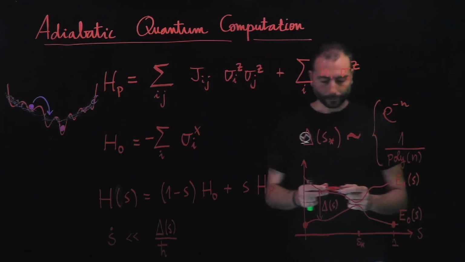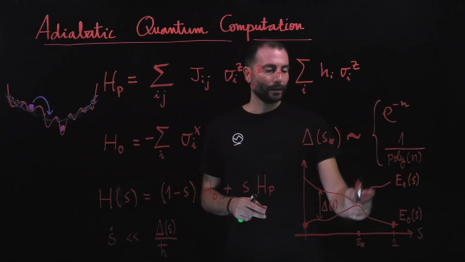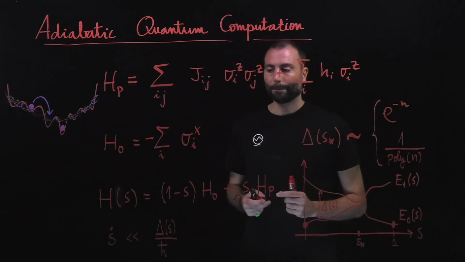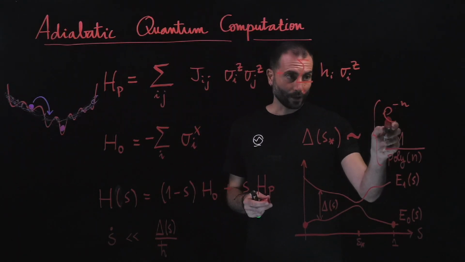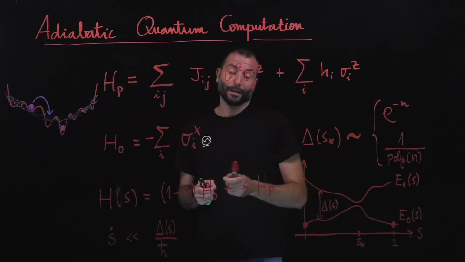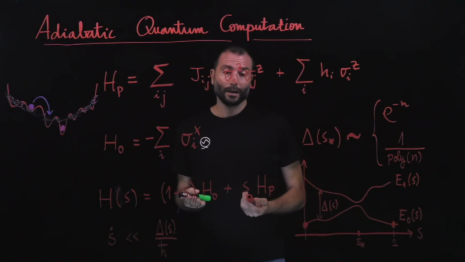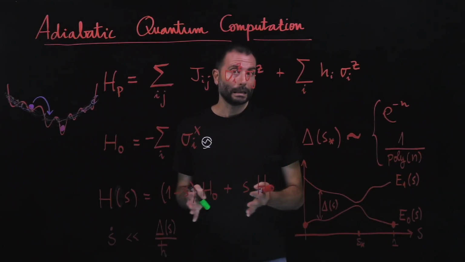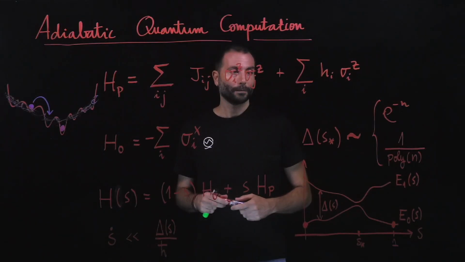Basically, this scaling here is what defines the runtime of your algorithm. If the gap shrinks exponentially, your runtime will scale exponentially, and then you will only be able to solve the problem for small instances, so problems that are not very big in size.